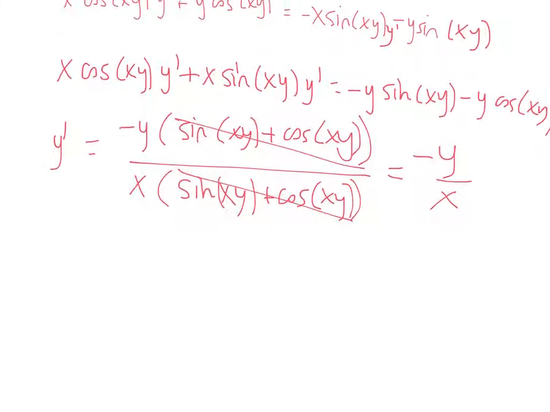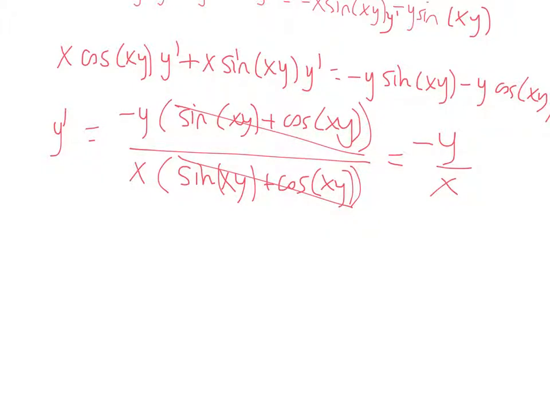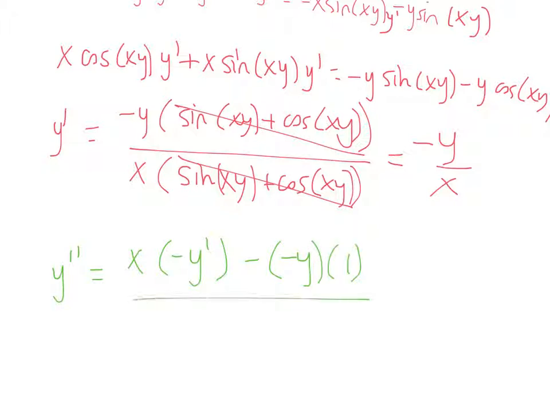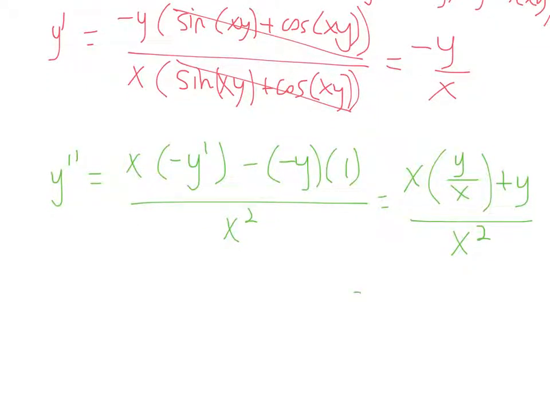So I want to find my second derivative. Alright, so the second derivative is bottom times derivative of the top minus the top times derivative of the bottom, all over the bottom squared. So that's going to be x times negative y prime, so that's y over x, plus y over x squared. And then my final step will be y plus y over x squared, which is just 2y over x squared. And that is our second derivative.